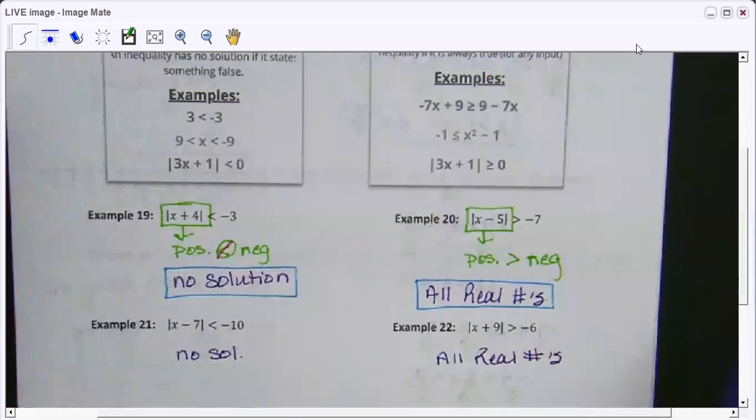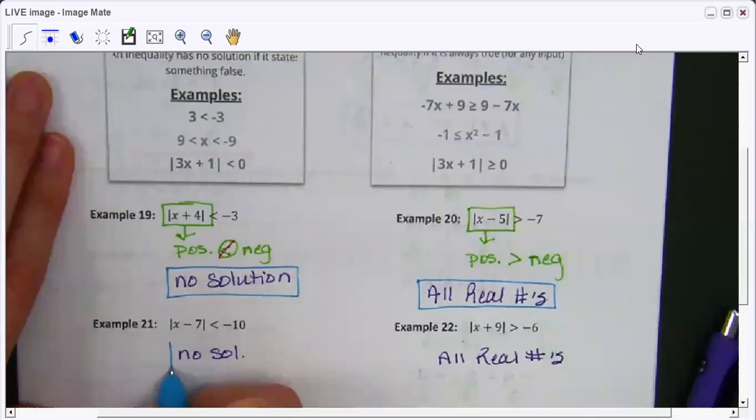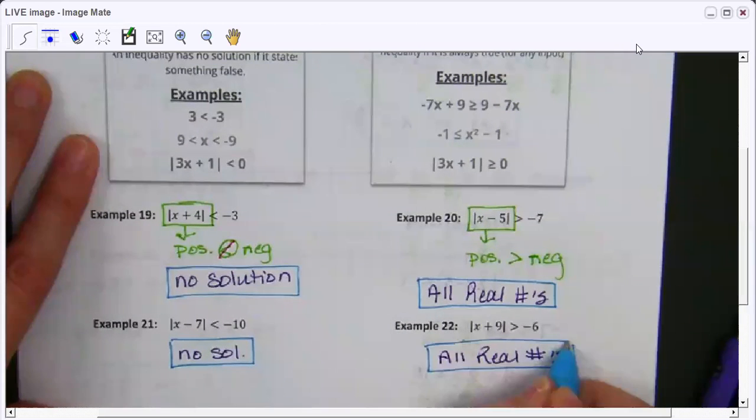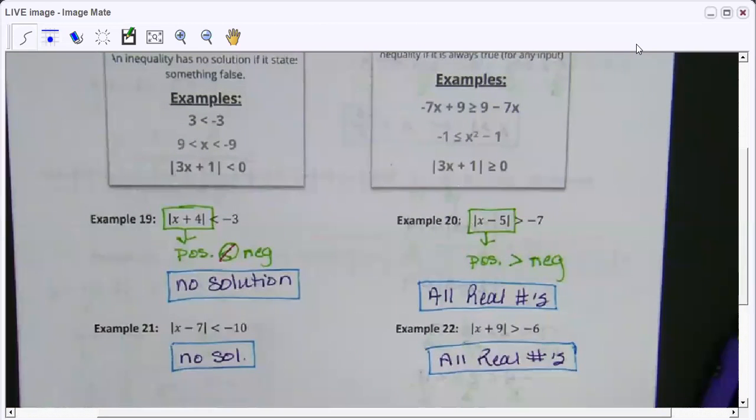Yes, Jake, did you have a question? I was going to ask if we can abbreviate it. Oh, yeah. All right. And that concludes lesson 4.7.